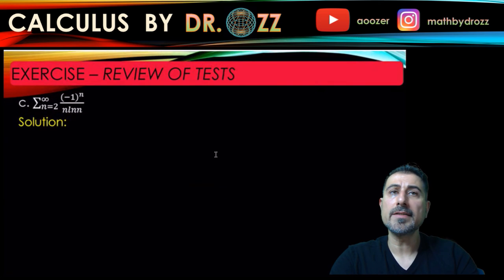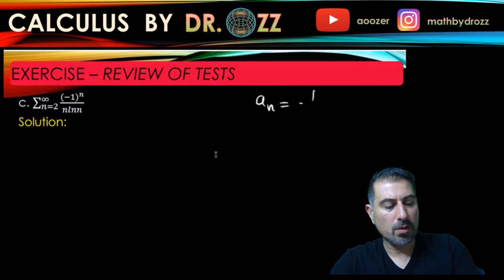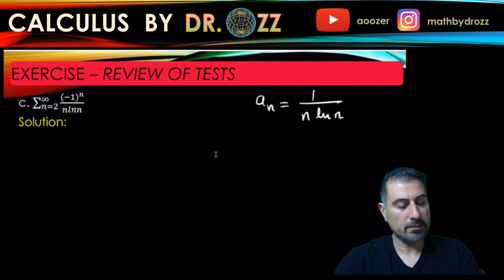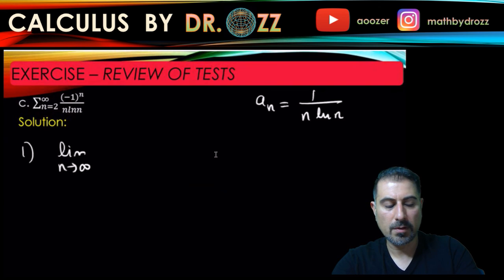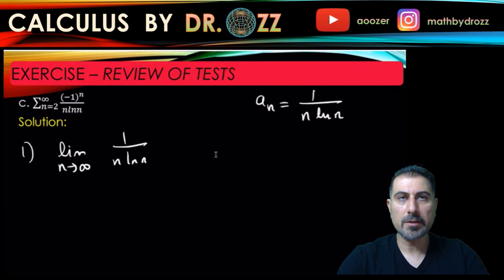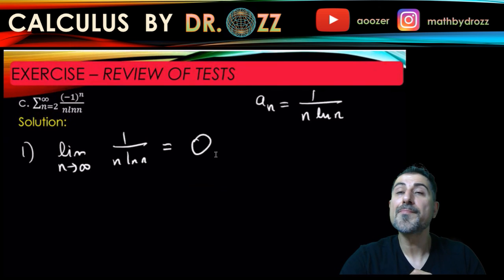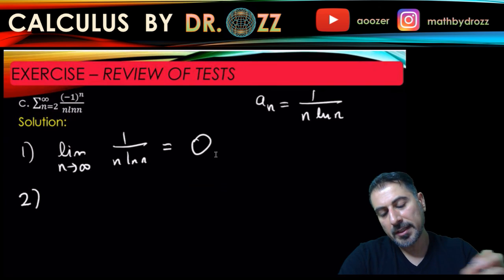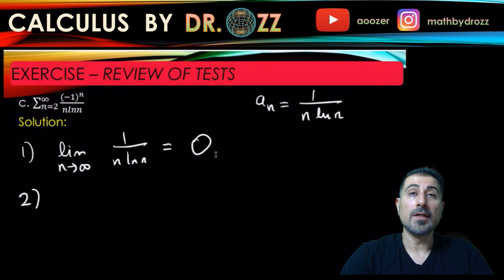So let's isolate the non-alternating part and call it a_n: 1 over n ln n. First thing is I'm going to look at the limit of 1 over n ln n. Well, this is a relatively easier limit because the bottom approaches infinity and the top is fixed, so the limit is 0. In the second item in the test, we were checking if a_{n+1} is less than or equal to a_n to deduce that the nth term is non-increasing.